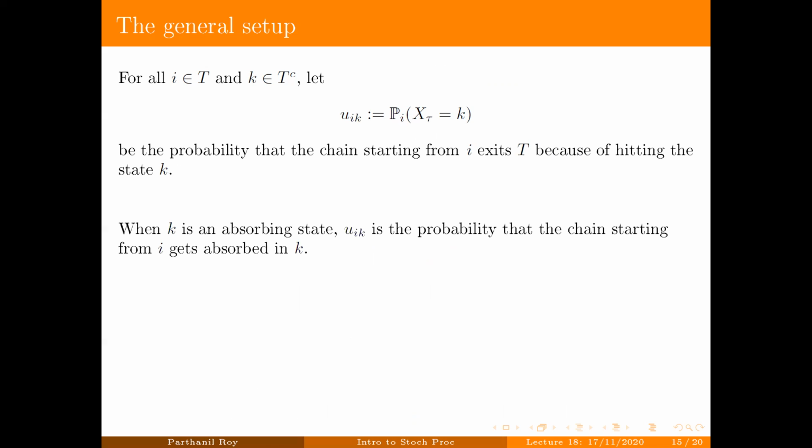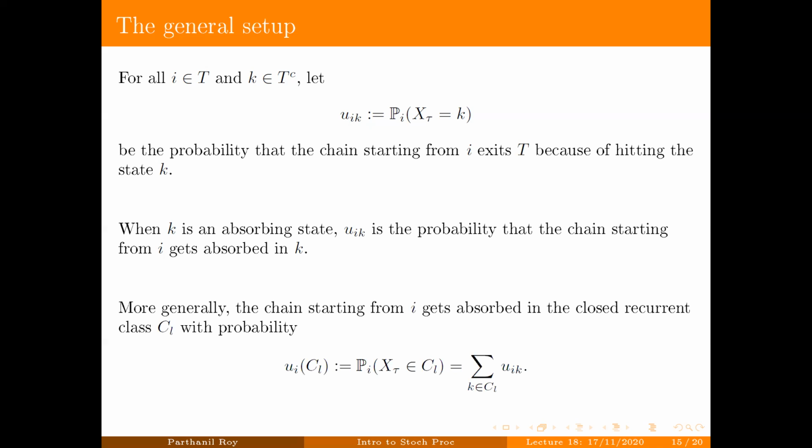Now note that if K is actually an absorbing state, as was the case in the gambler's ruin problem, u_iK is actually the probability that the chain starting from i gets absorbed in K. On the other hand, more generally, it may not be an absorbing state, but the chain starting from i gets absorbed. Even if there is no absorbing state, all the recurrent classes are actually closed.